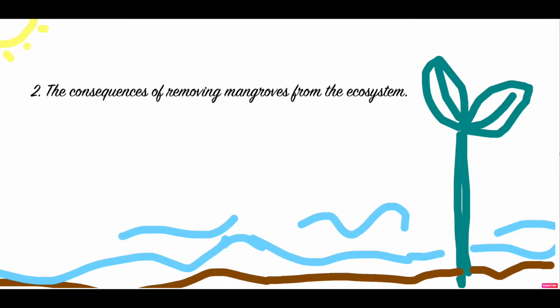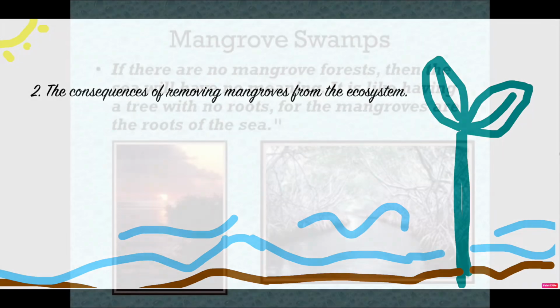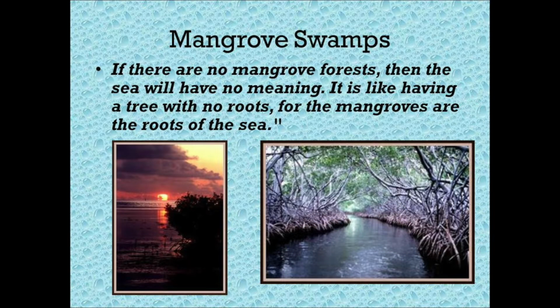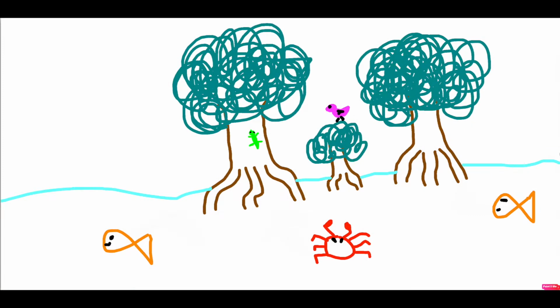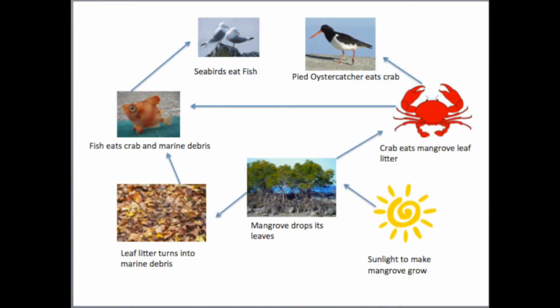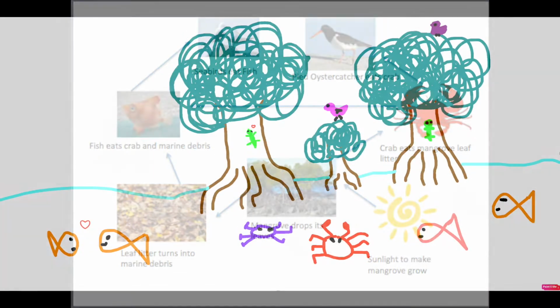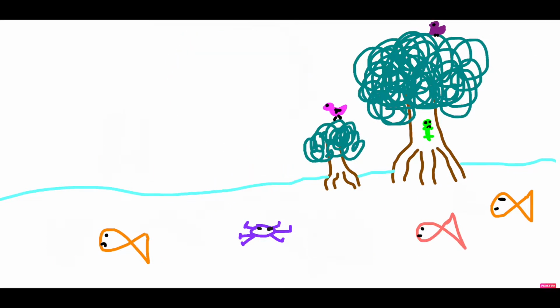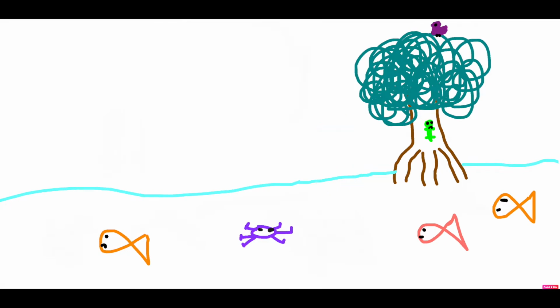The consequences of removing mangroves from the ecosystem. If there are no mangrove forests, then the sea will have no meaning. It is like having a tree with no roots, for the mangroves are the roots of the sea. Mangrove forests provide breeding and feeding grounds for fish, prawns, birds, and some mammals. Since mangroves form the base of an important food chain, the removal of them will cause numerous species to lose their habitat, leading to a decrease in population.